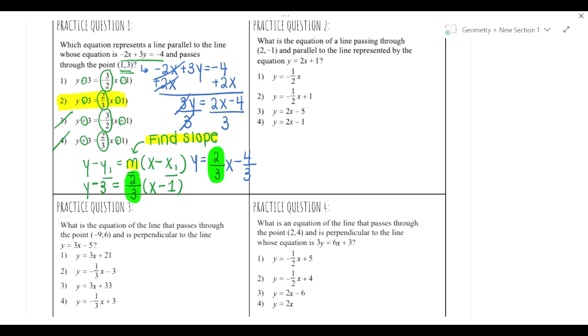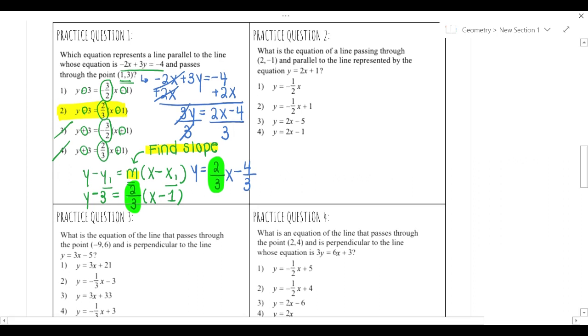Okay. For practice question number 2, it says, what is the equation of a line passing through (2, -1) and parallel to the line represented by the equation y = 2x + 1? Now, I'm looking at parallel lines again, just like in my previous question. So I do want the same slope, right? So I'm looking for the same slope in my answer choices. So automatically I can cancel out options 1 and 2.